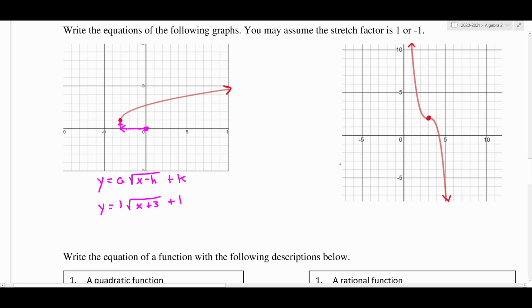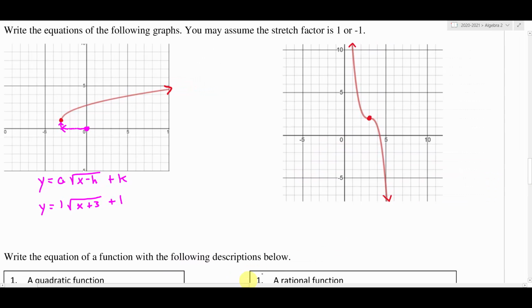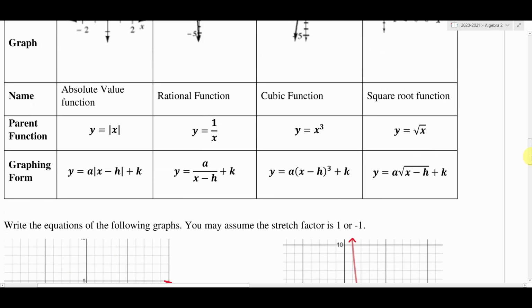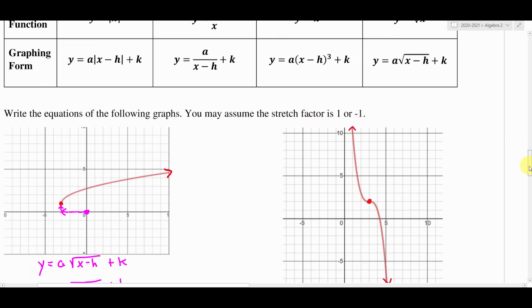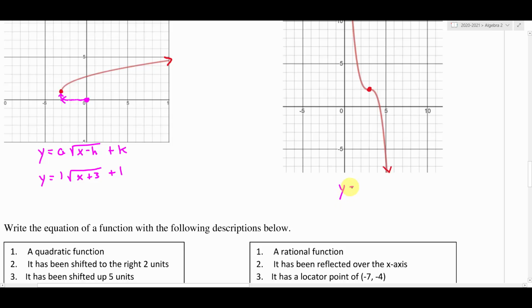All right, let's try it again, this time for a cubic. Okay. So again, I knew that it was a cubic because I looked at the shape and I compared that shape of the graph to one of the shapes that are up here. And I noticed that it resembled this one the most. Okay, so that is a cubic function, which means this is my blueprint. That's what my equation is going to look like when I'm done. So I'm going to write that down. I'm going to say y equals a, parentheses x minus h, cubed, plus k. And then I'm going to start looking at the graph to find my three pieces of information.